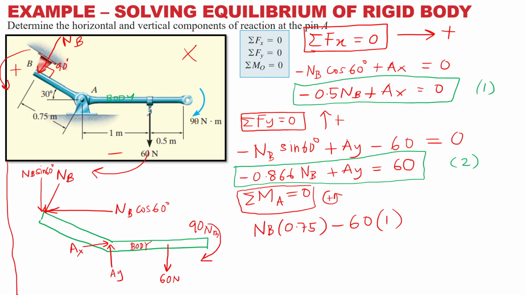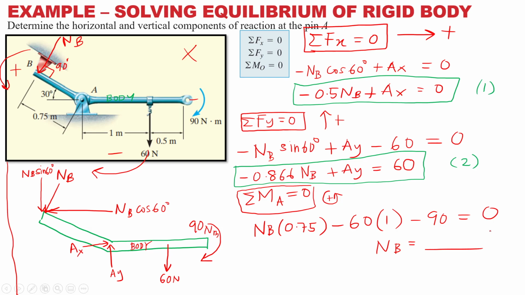Lagi 90 Newton meter. 90 Newton meter is a negative. Tolak 90. Equal 0. Betul ke? Betul lah. Terus settle dapat MB.